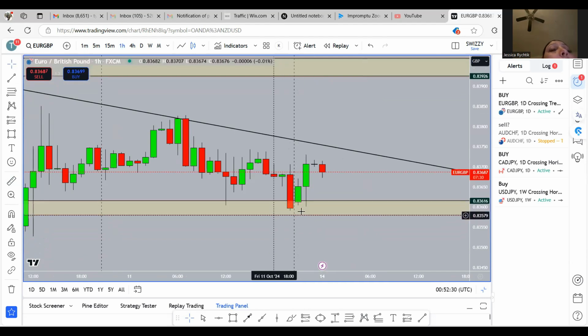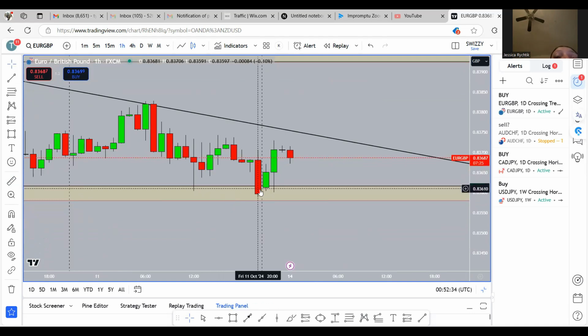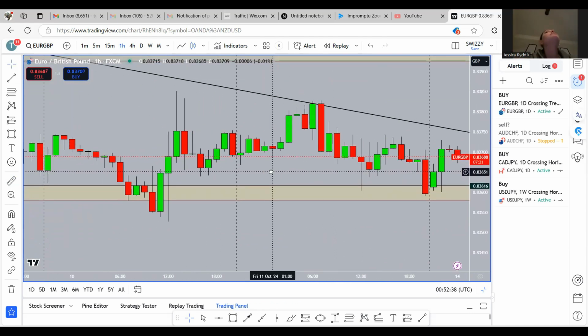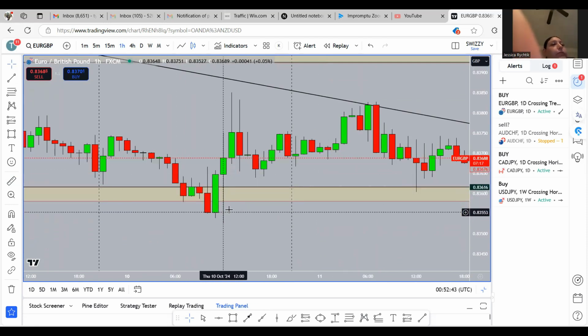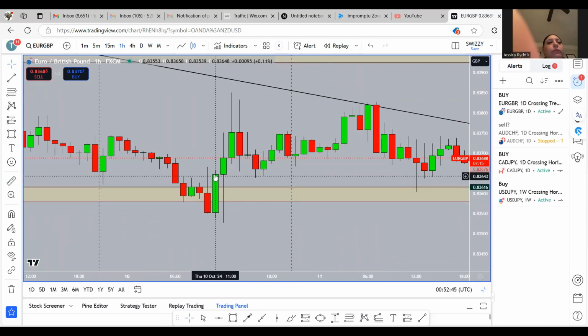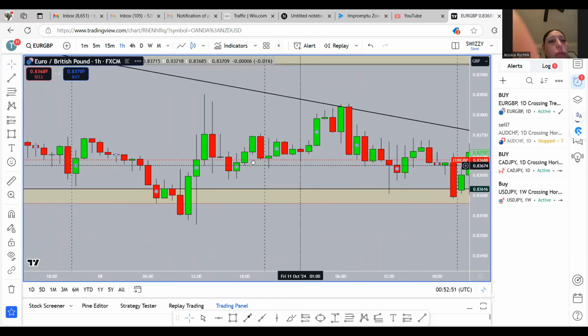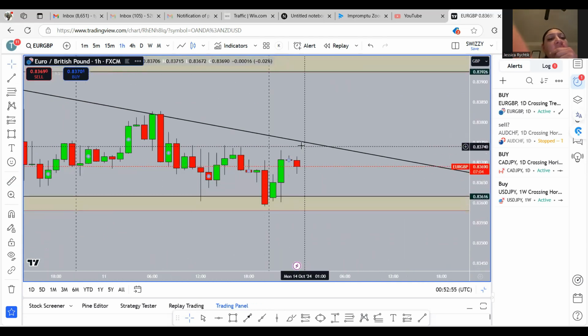Like, for instance, this is a zone we drew, right? It came down here, it touched this zone, it bounced off. This is what it does most of the time. It'll come down, touch the zone. Now this one broke it. This is called a fake out. If somebody saw this, they would have been like, "Oh, this is about to break." They would have got in it and would have lost money. But it did it here, where it came, it touched the zone, and then it broke.